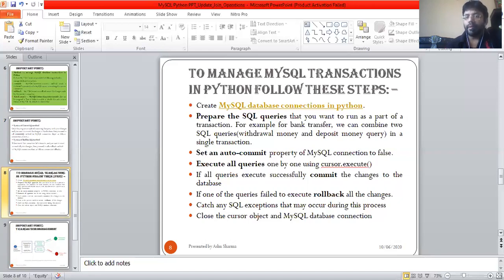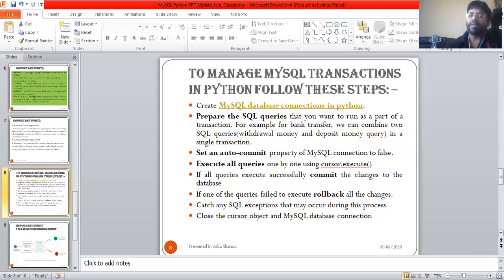And here we have to execute that using the execute method. If all queries execute successfully, then commit the changes to the database. If one of the queries fails to execute, roll back. Suppose 4 or 5 queries are running in a single transaction, if any of these queries fails, then roll back all the changes, revert or undo all the changes to the database with respect to the transaction.